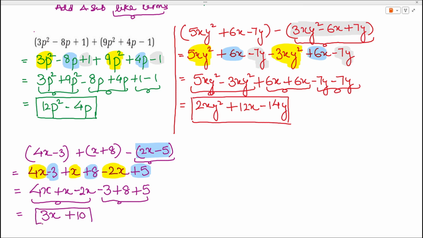So this is the simplified expression we have got on adding and subtracting the given polynomials. I hope you understood and enjoyed the process.